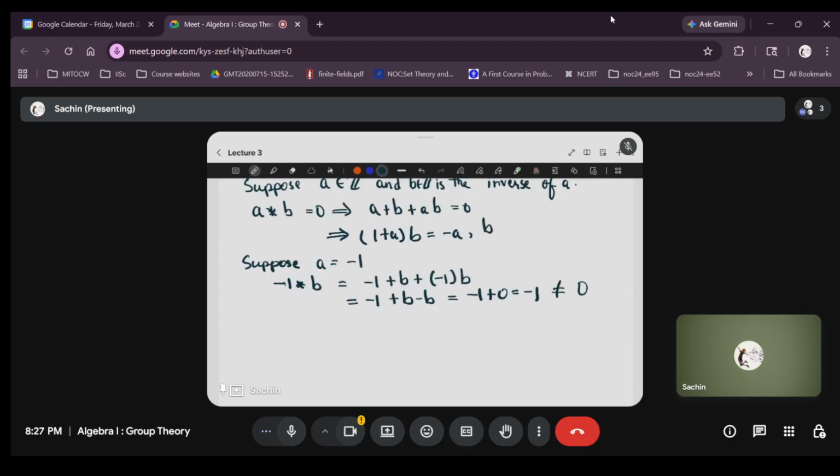Yeah. So if A is not minus 1, we can divide both sides by 1 plus A. Then B is equal to minus A by 1 plus A. So even if we exclude minus 1, Z minus the set containing minus 1 would not be a group. So either way, Z star is not a group.